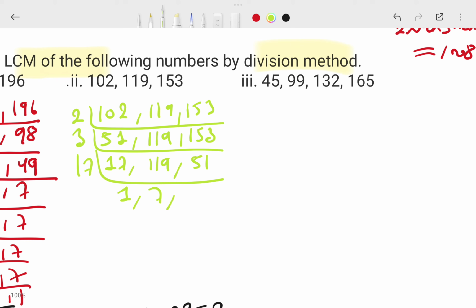Okay, if we talk about 51, is it divisible by 17? In the 17 table, 51 is there, yes, three times. So now we can do this one. 7 ones are 7, and 3 will be as it is. Now you can do 3 ones, that's 1, and 3 ones are 1.